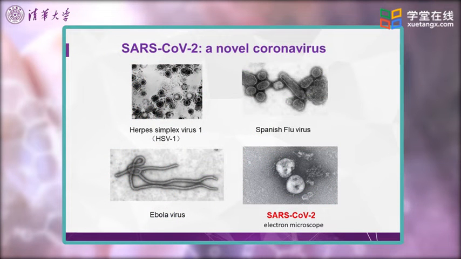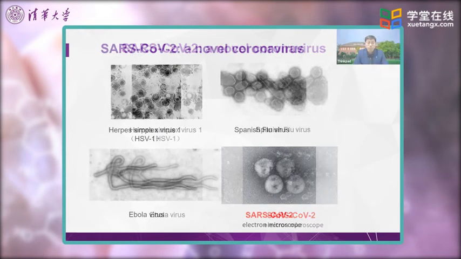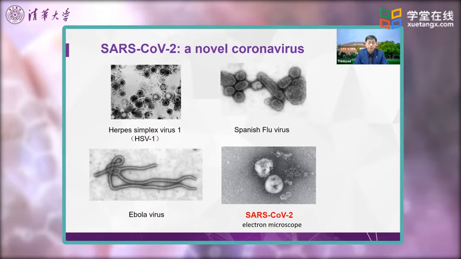This slide shows the electron microscope picture of a few famous viruses. On the upper right is the Spanish flu virus. On the upper left is the herpes simplex virus 1. On the lower left is the Ebola virus. And on the lower right part is an electron microscope picture of the novel coronavirus.